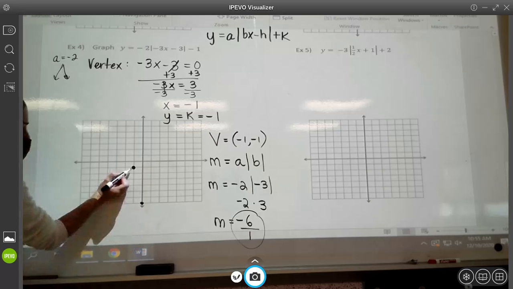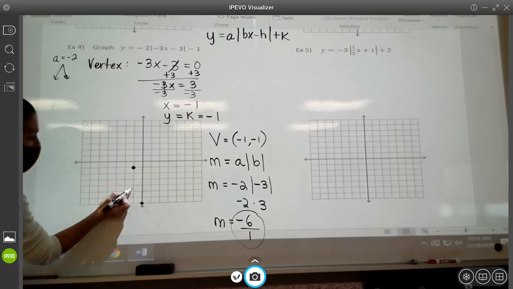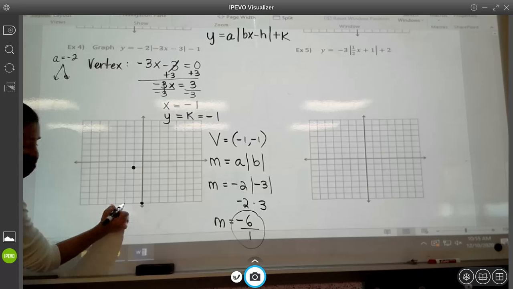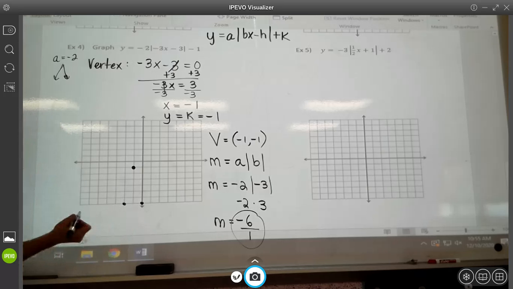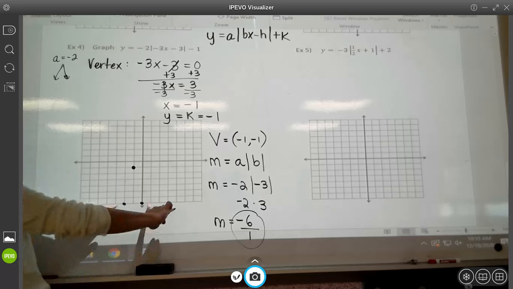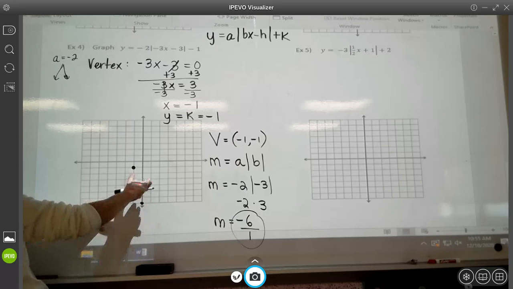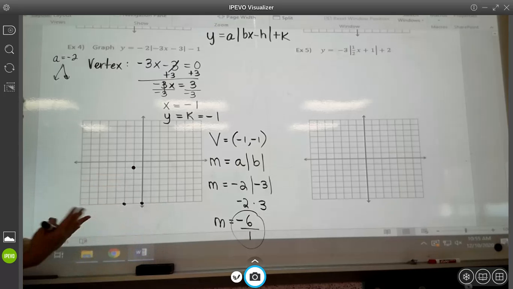So now go back to your vertex. Now this time go down 6 and back 1. And then again, I would normally go down 6 and back 1 again. I just don't have any more graph. All right? And remember, you are supposed to have those matching points on either side of your vertex. This is looking great. I'm just going to use these 3 dots to connect my V.